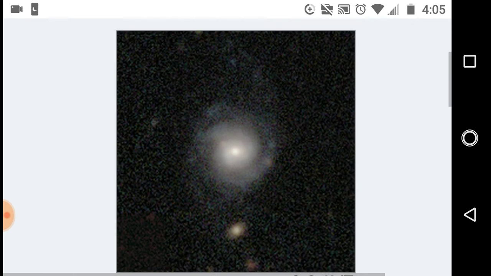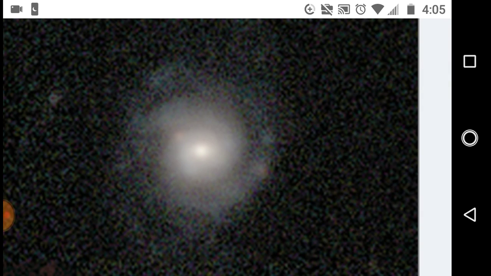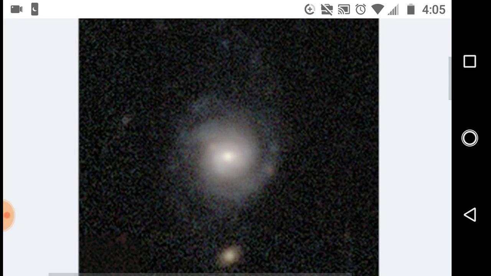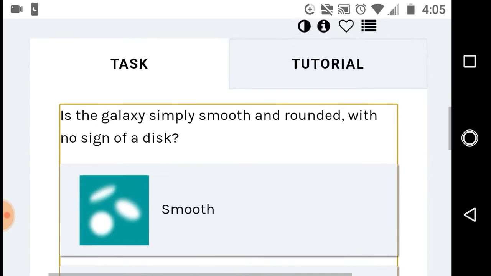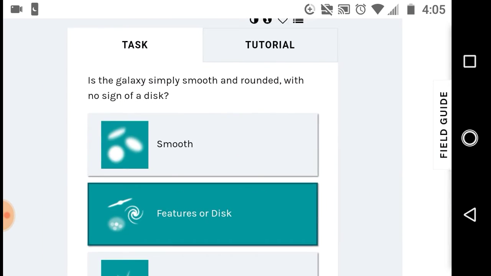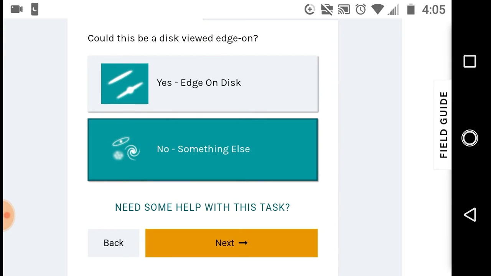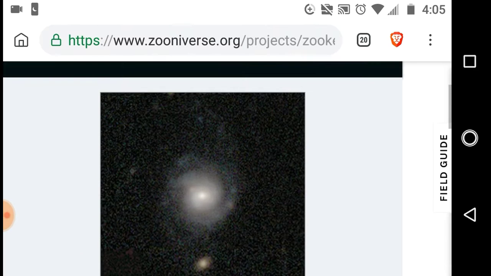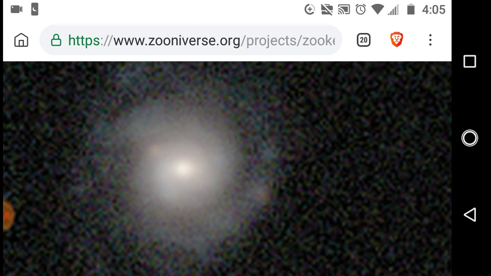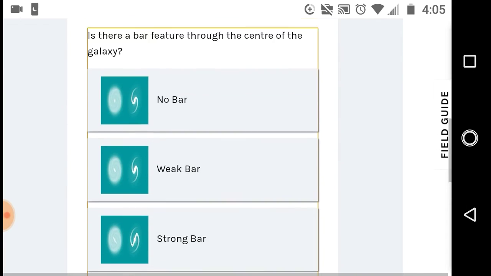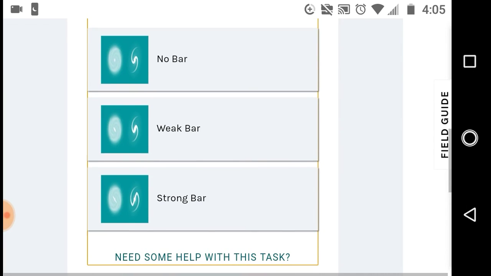Pick a galaxy. This is a good one. It's got some spiral arms. It's got some features. Bunch of features. It's not an edge-on disk. It does have a bar. We'll say a strong bar.